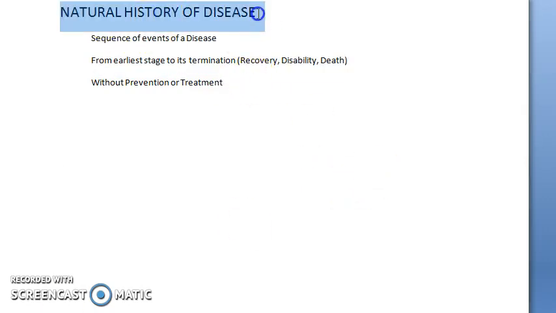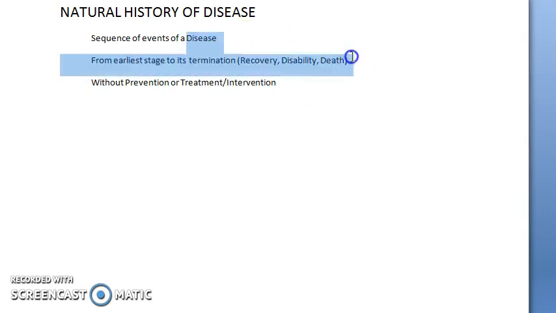Natural history of disease is a very important question. Basically, first define it. It is the natural course of the disease where there is no prevention, no treatment, no intervention happening. So basically, it is the sequence of events of a disease from the earliest stage to its termination without prevention or treatment, or you can say without any intervention. Termination can be either recovery, disability, or death.